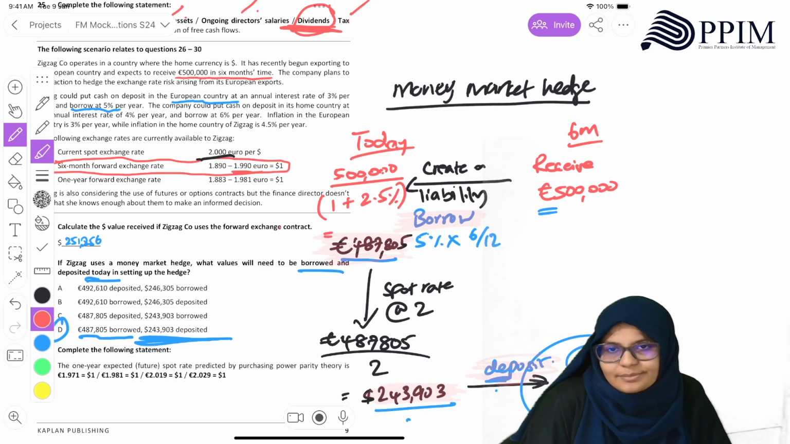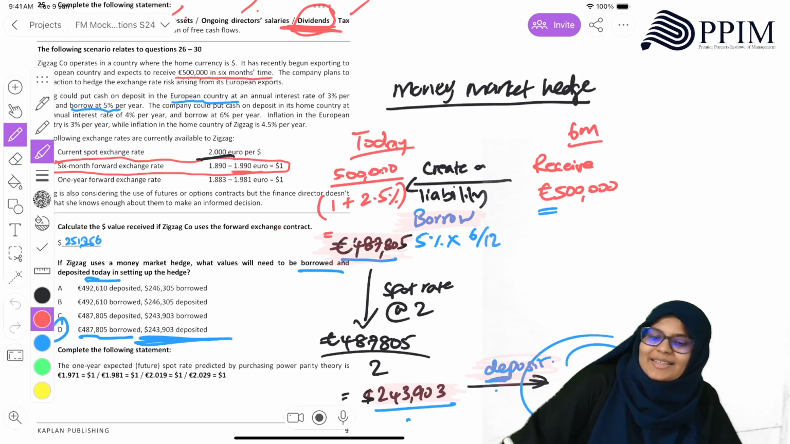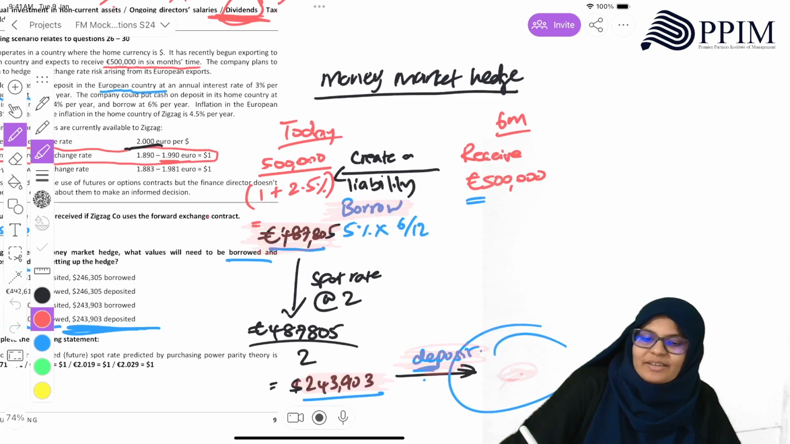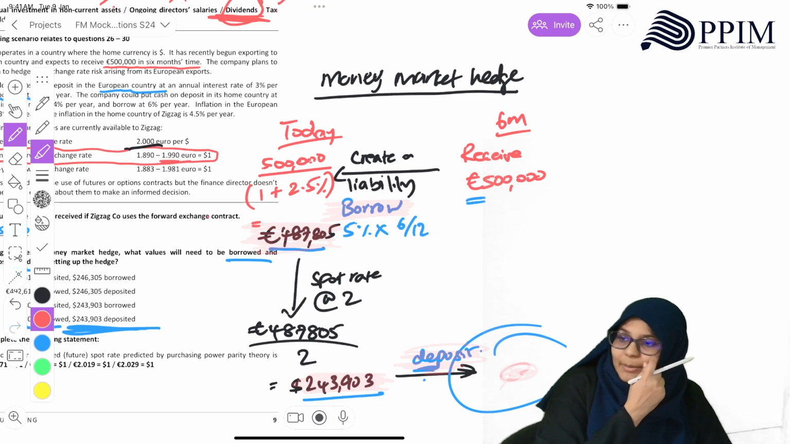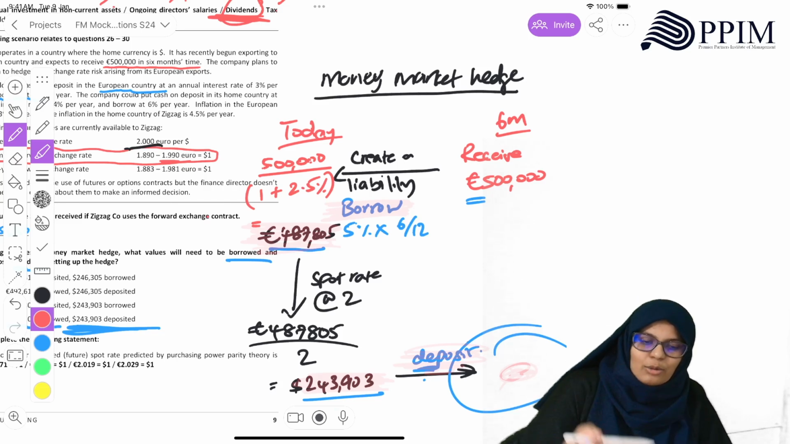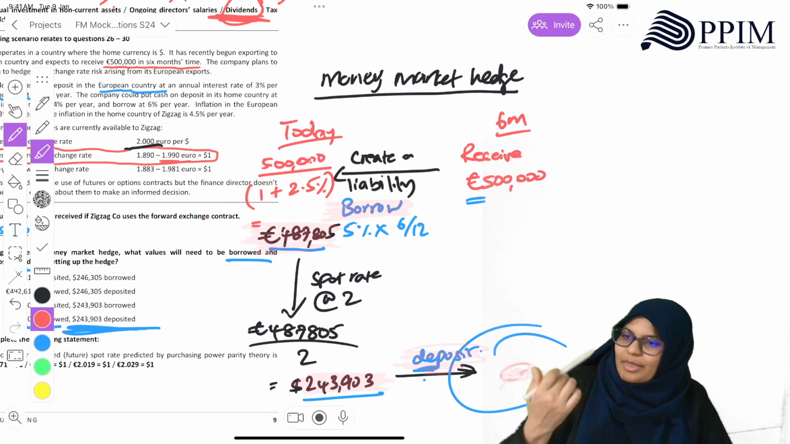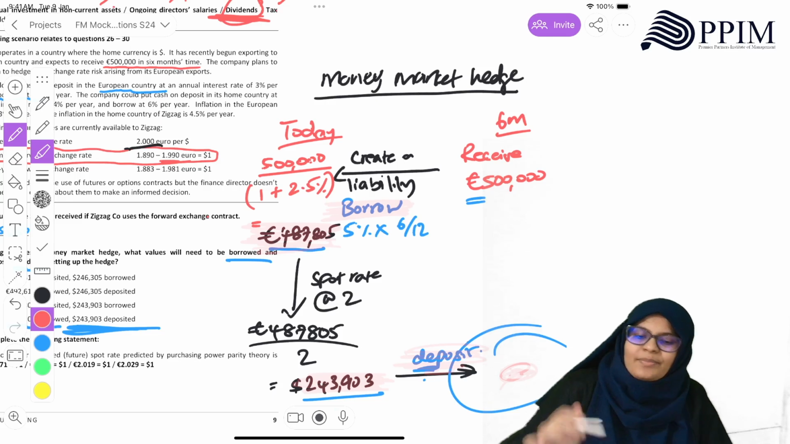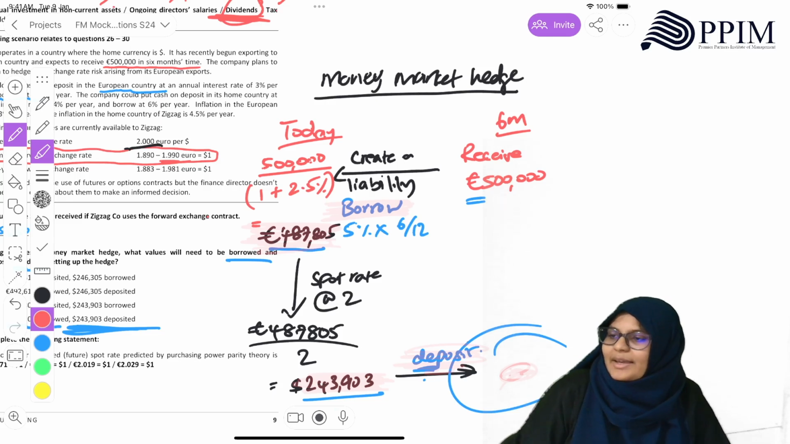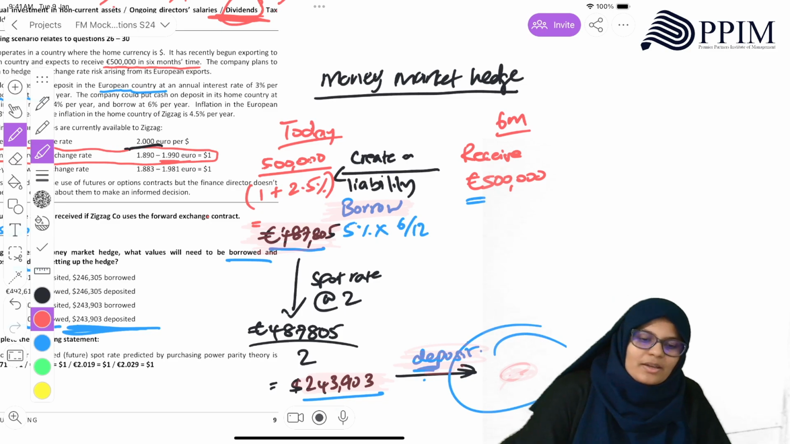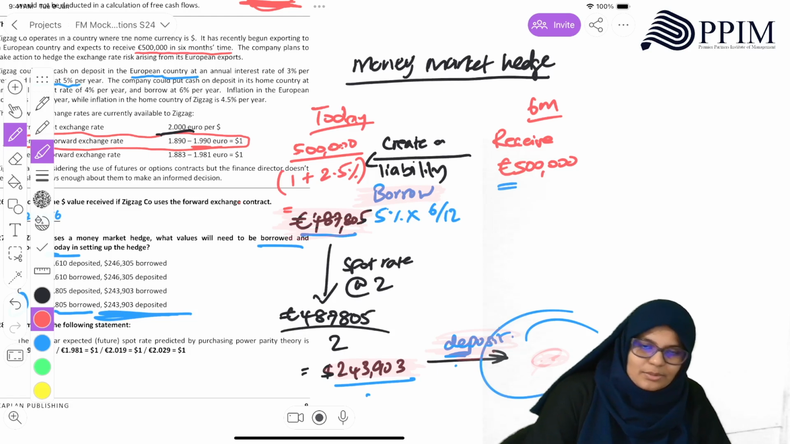Got it? Clear questions? Any questions online, guys? I've done the money market hedge. It's just that usually we will compare the figure that we get in 6 months time with the forward and see what is happening. But here they are not asking that, they are just asking you how much you borrowed today and how much you are going to deposit today. The borrowing happened in euros, so I'll put the euro figure. The deposit happens in dollars, so that's why I get the dollar figure there. Okay? Right, take it down if you haven't, and then we can do the next one.